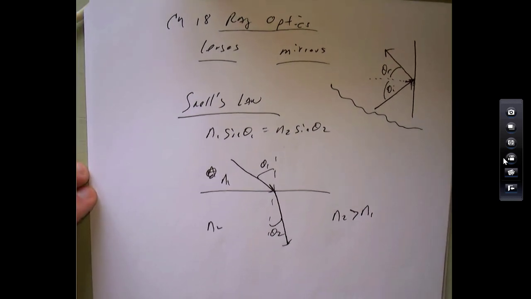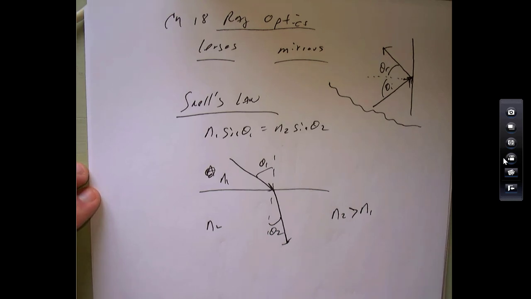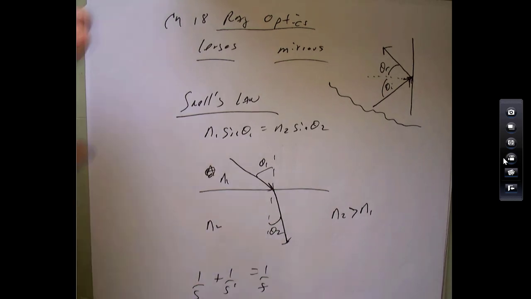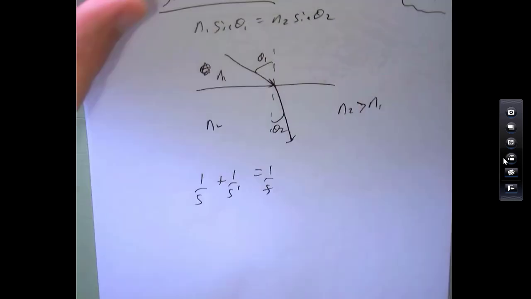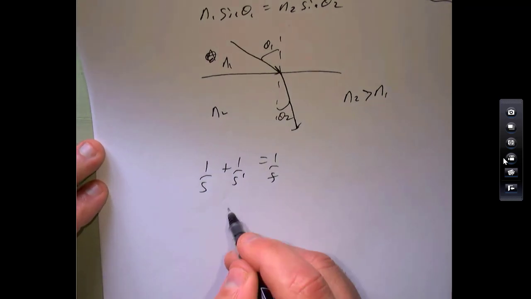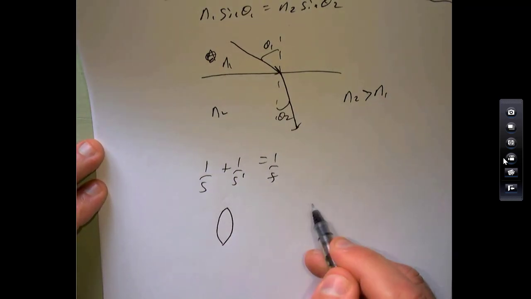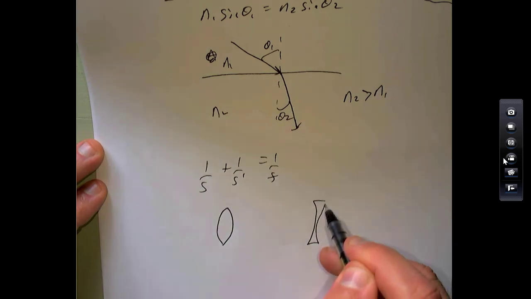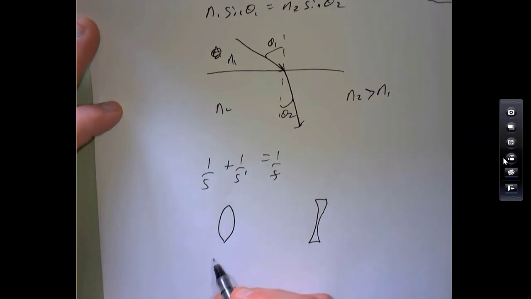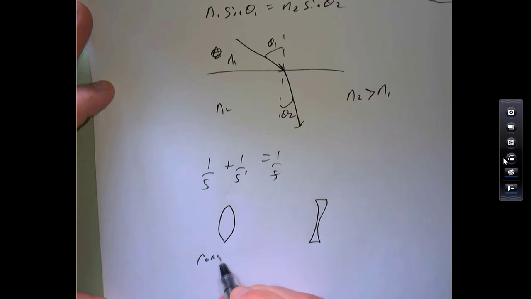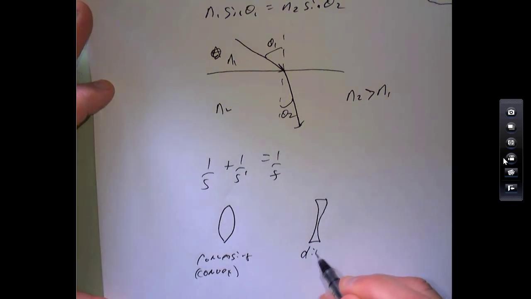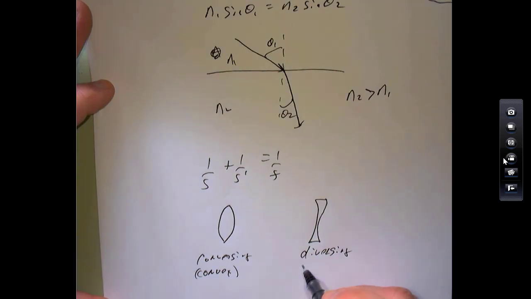And then we had lenses and mirrors. So 1 over s plus 1 over s prime is 1 over f. This works for lenses and mirrors. For lenses, we have a couple of different kinds. This is a converging, or sometimes called convex, lens. This is a diverging, or concave, lens.